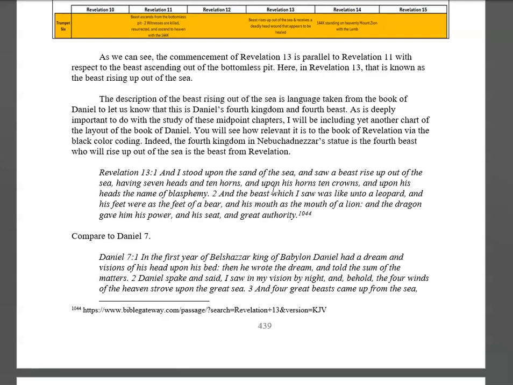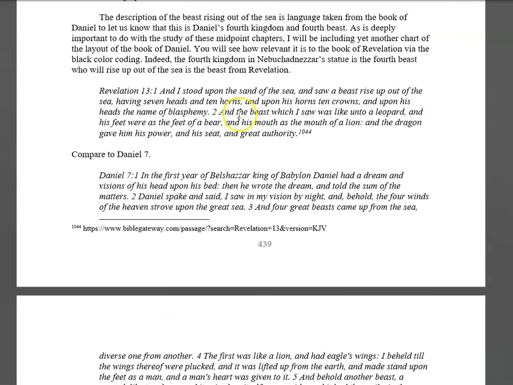Indeed, the fourth kingdom in Nebuchadnezzar's statue is the fourth beast who will rise up out of the sea, is the beast from Revelation. And this means Daniel 2, fourth kingdom, equals Daniel 7, fourth beast, equals Revelation 13's beast rising up out of the sea. Those are all talking about the same things.